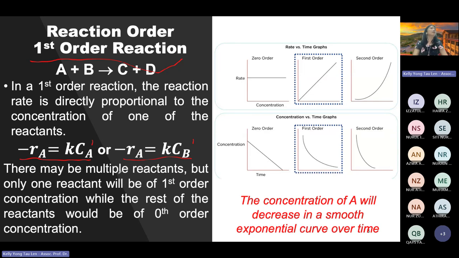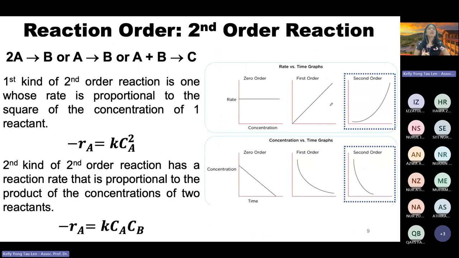Right? Okay, so in this case, you can see that kalau dia adalah first order reaction, the rate of reaction will increase with the concentration of A. Kalau dia adalah KCA, dia akan increase dengan kepekatan B kalau minus RA dia sama dengan KCB. Okay, so you understand now concept first order. Okay, next. You go second order. Okay, second order punya reaction also.